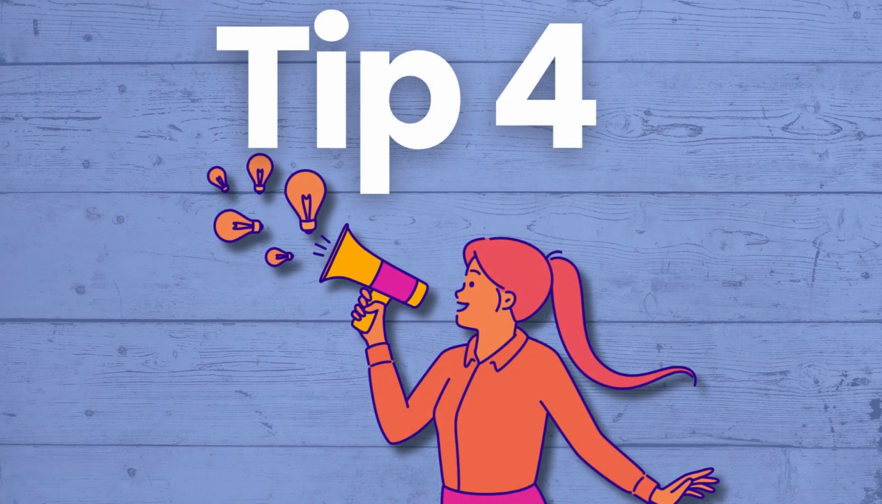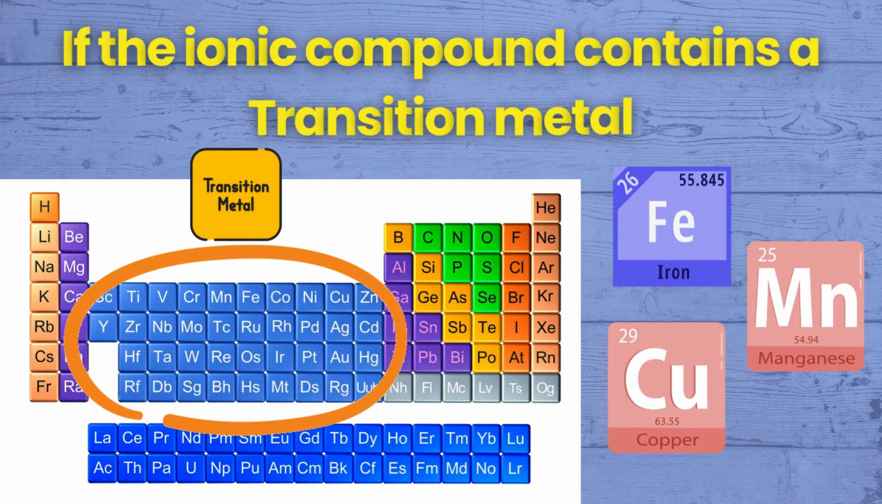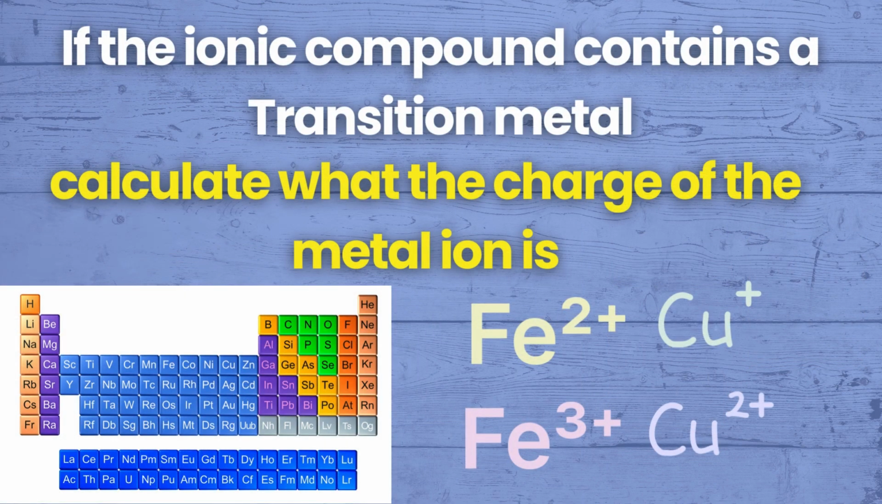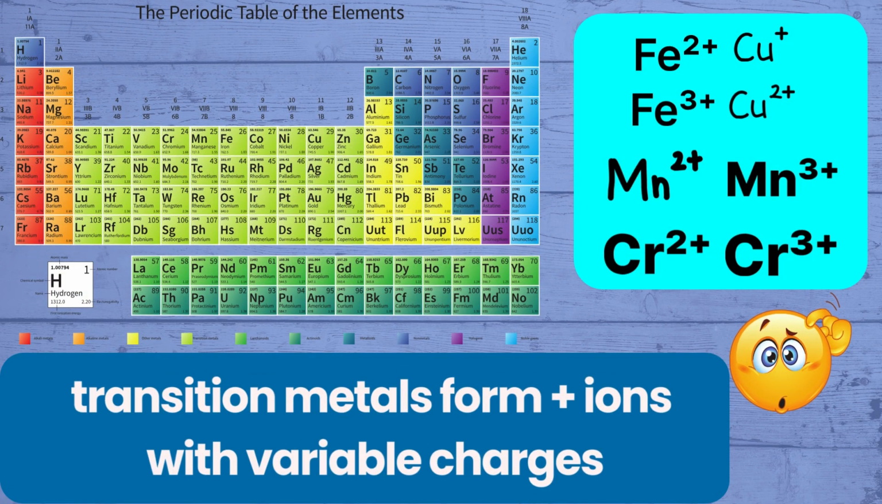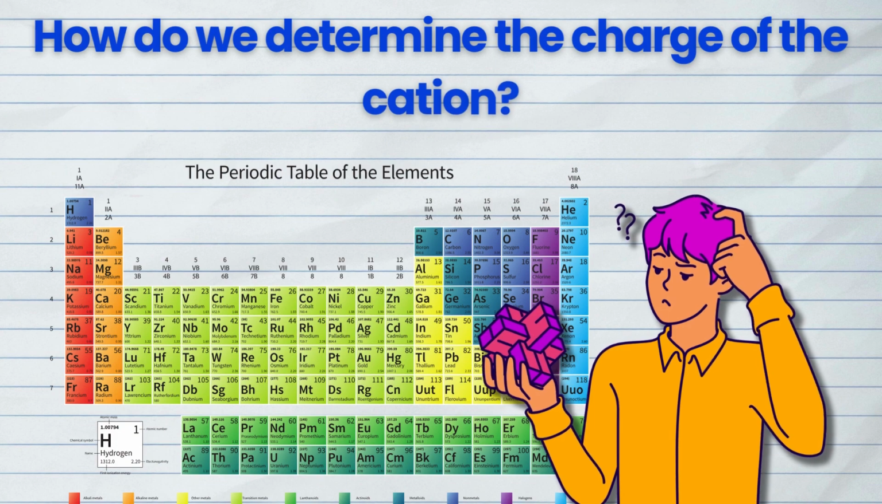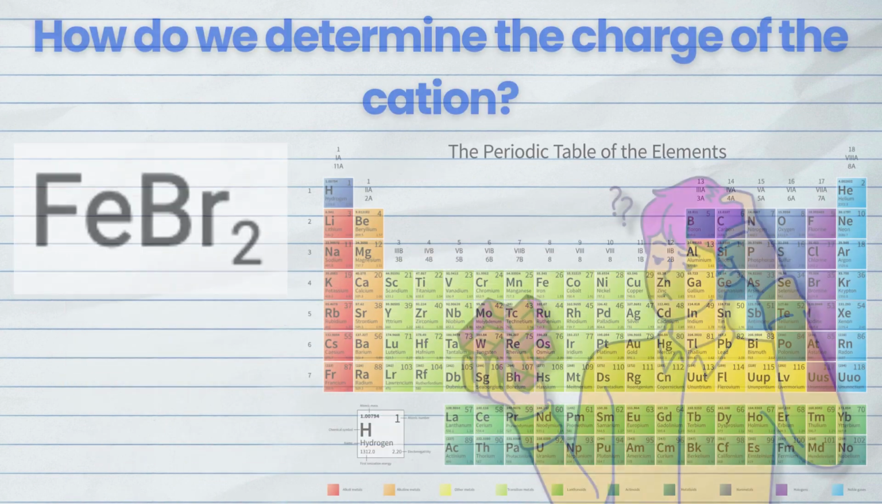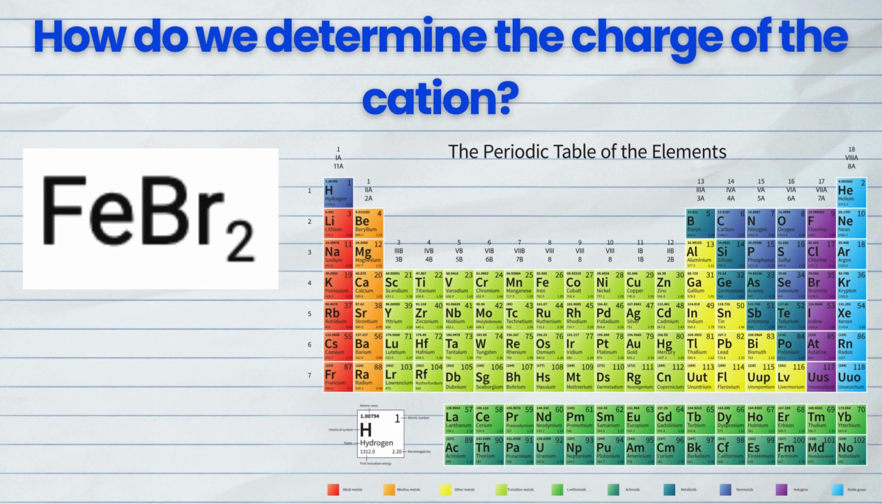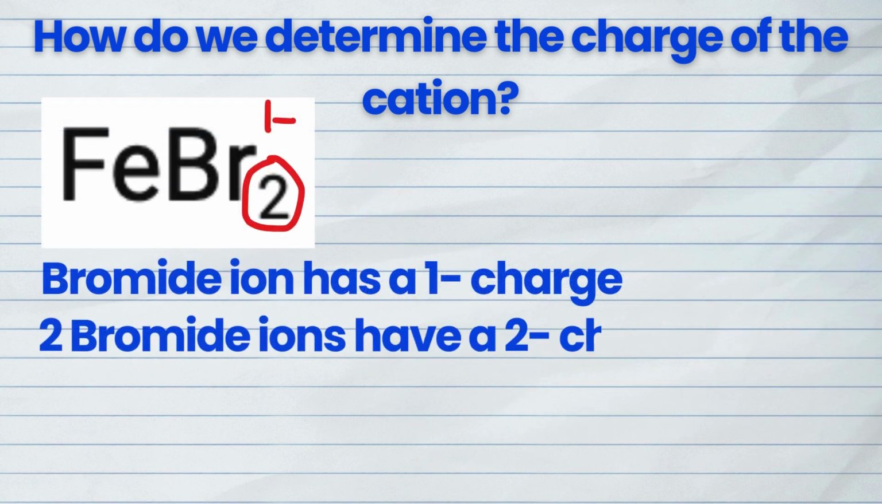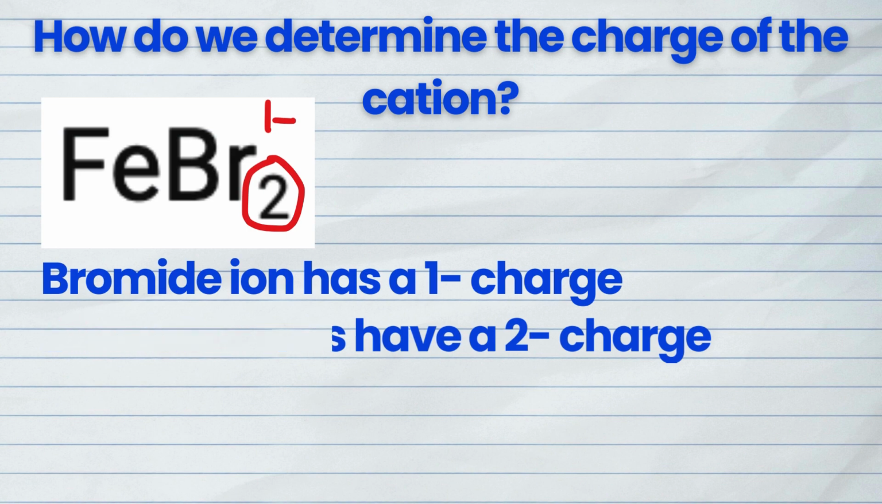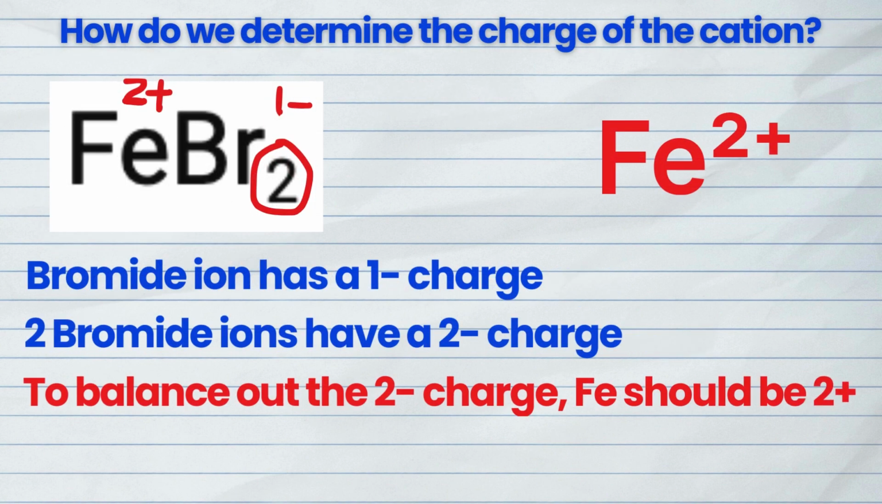Tip 4. If the ionic compound contains a transition metal, calculate what the charge of the metal ion is. This is because the transition metals form ions with variable charges. How do we determine the charge of the cation? Let us take FeBr2. Bromide ion has a 1− charge. So 2 bromide ions will have a charge of 2−. To balance out the 2− charge, Fe should be 2+.